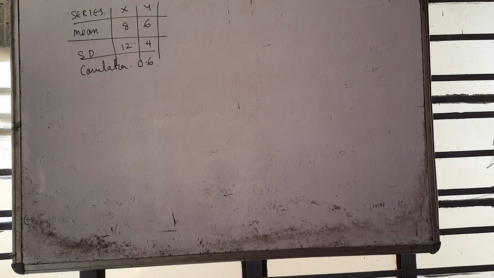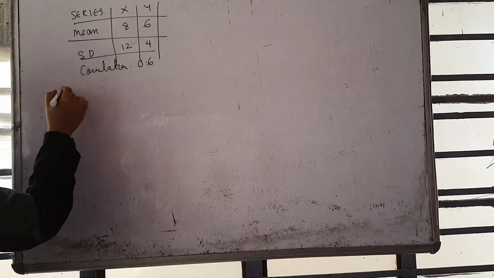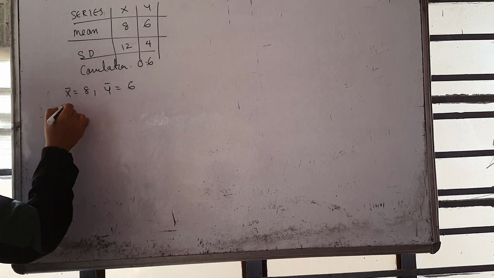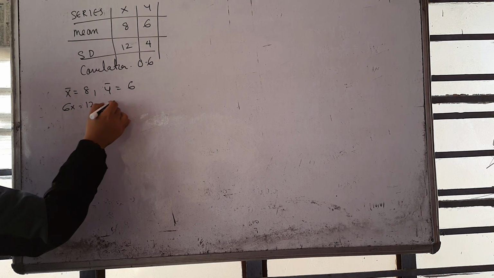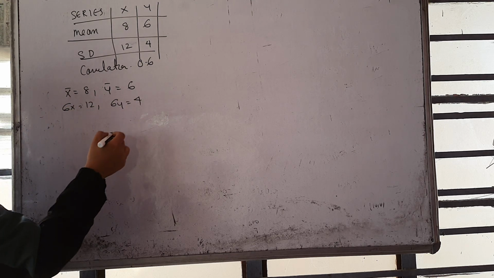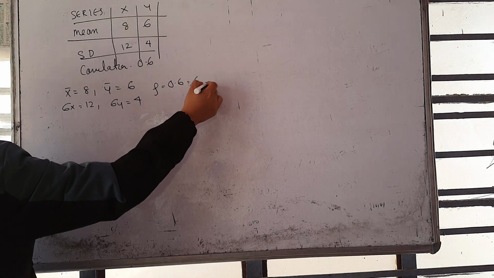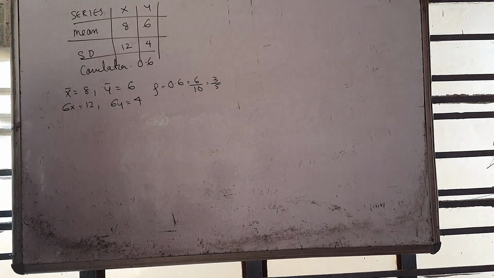Is it clear? What does it say? Mean of x. Please tell me the notation, everyone. Mean of y. Standard deviation of x is 12. Standard deviation of y is 4. Correlation is written as 0.6. So this becomes 6 by 10, that is 3 by 5. You got everything? Yes or no?